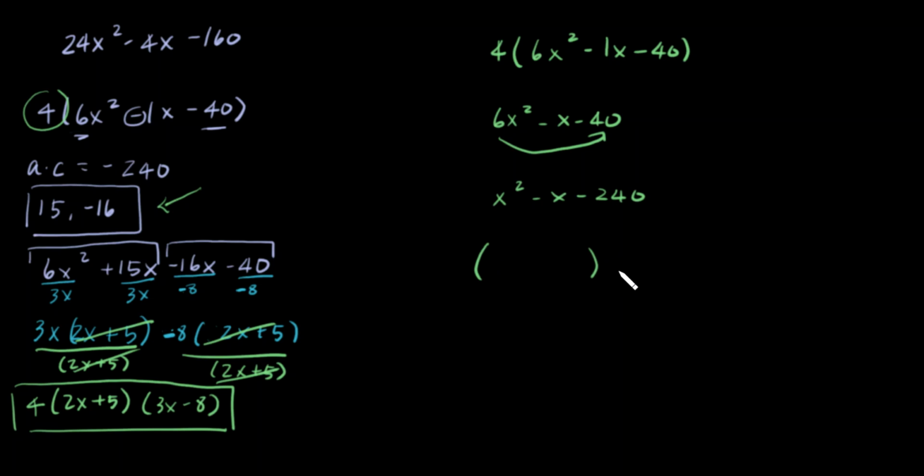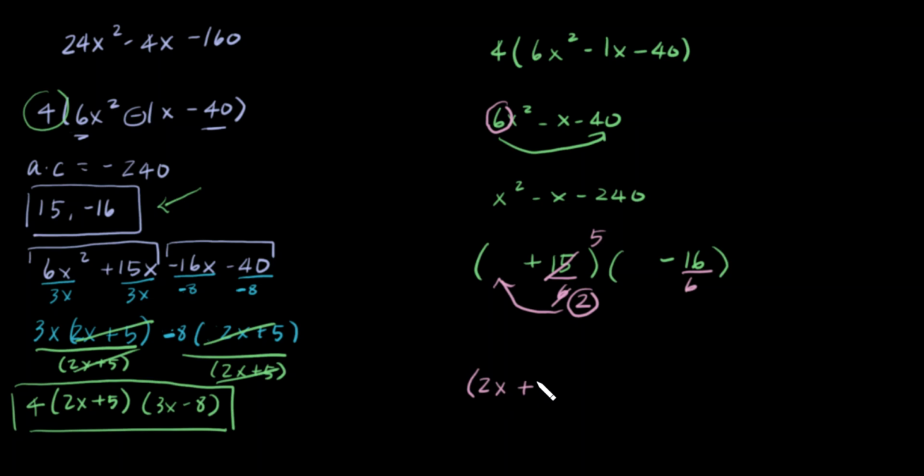So create my parentheses with the appropriate signs. And 15 goes here, and 16 goes here. We're going to take 6 and divide this by 6. Divide this by 6. 15 over 6 is going to get simplified. Both divisible by 3, so 5 and 2. Bring that 2 to the front. It's going to be the first term. So 2x plus the numerator is going to be the second term.